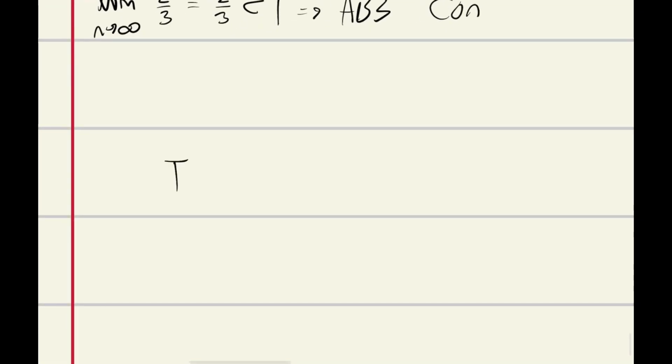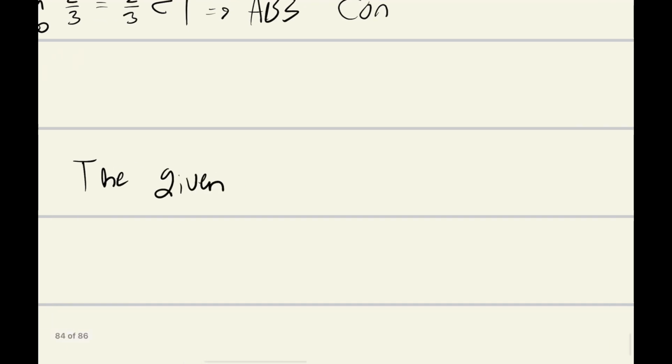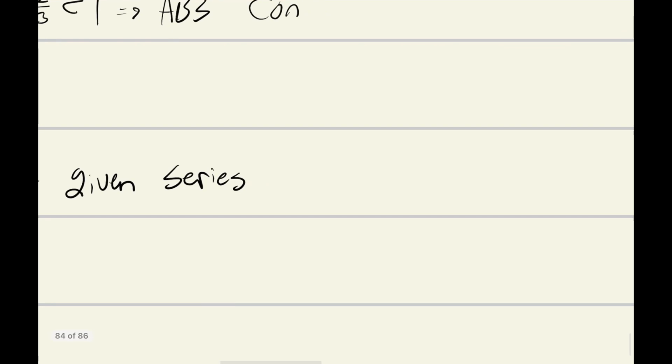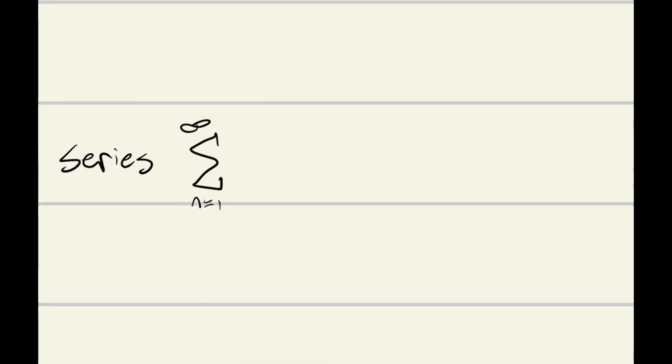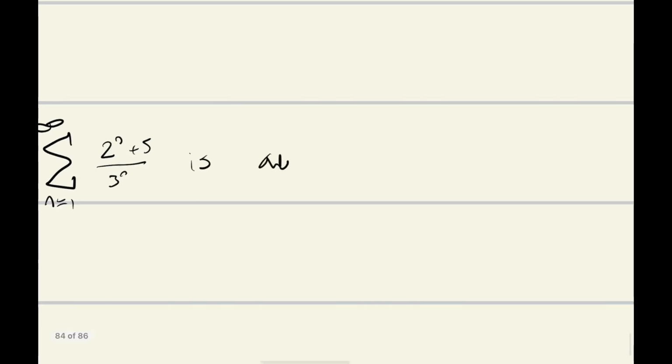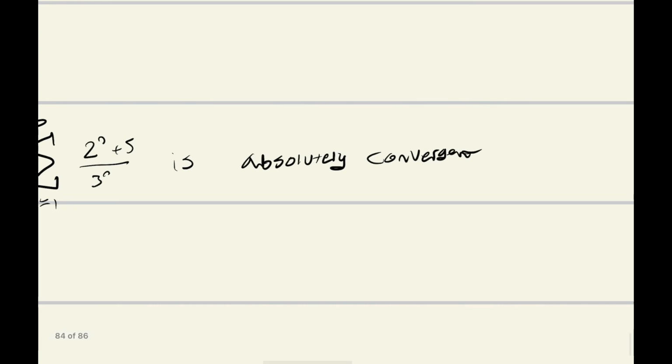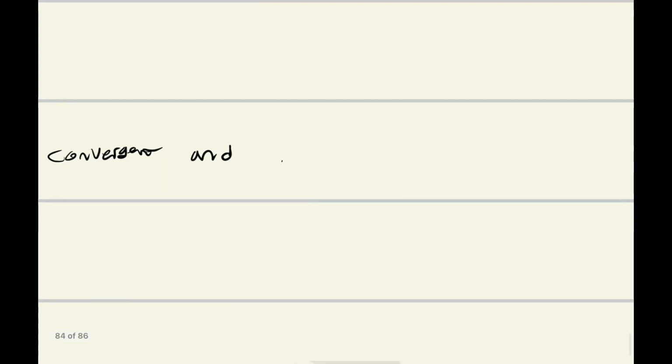Thus, we can say the given series, n going from 1 to infinity of (2^n + 5)/3^n, is absolutely convergent, and if it is absolutely convergent, it is therefore convergent, which we proved anyways by the limit comparison test.